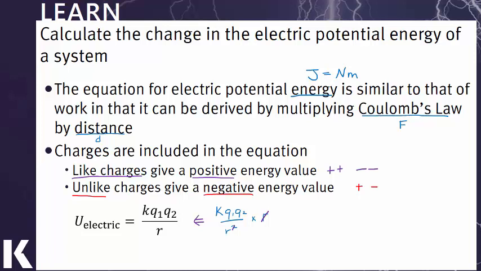If we are looking for a change in the electric potential energy, well, if we're changing energy, we're looking at an initial and final potential energy. So the delta U would be equal to the final potential energy minus the initial potential energy. And let's take a look at some practice questions to apply this.